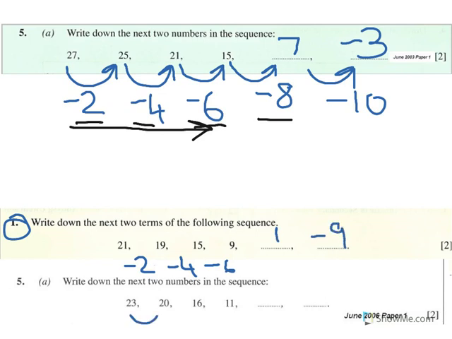In this question, it's take away 3, take away 4, take away 5, so it'll be take away 6, which will leave us with 5, and then take away 7, minus 2.